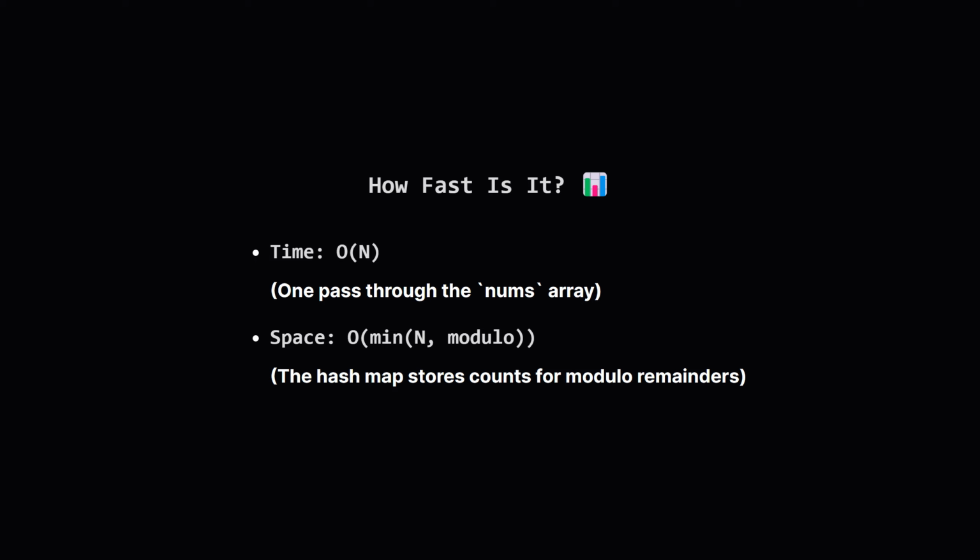What about memory? We're using a hash map to store the frequencies of the prefix count modulo values. In the worst case, the prefix count could keep increasing, but the modulo value can only be between 0 and modulo - 1. So the number of distinct keys in our hash map is limited by modulo. It's also limited by n, the number of prefix counts we calculate. Therefore, the space complexity is order of minimum of n and modulo. This is also very efficient, especially if modulo is small compared to n.